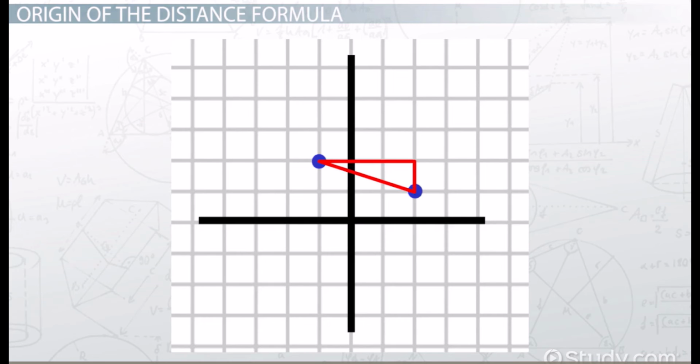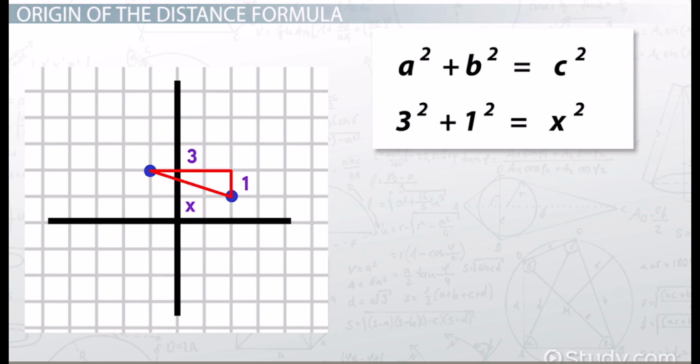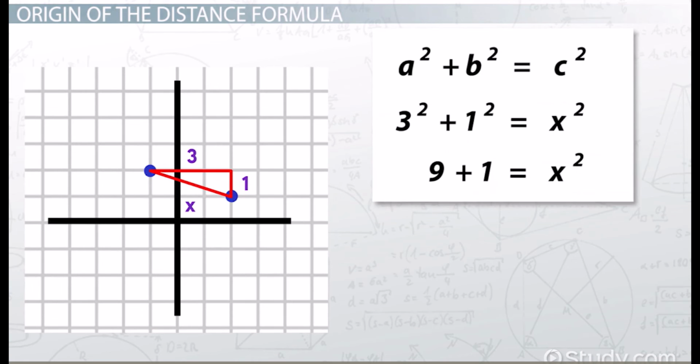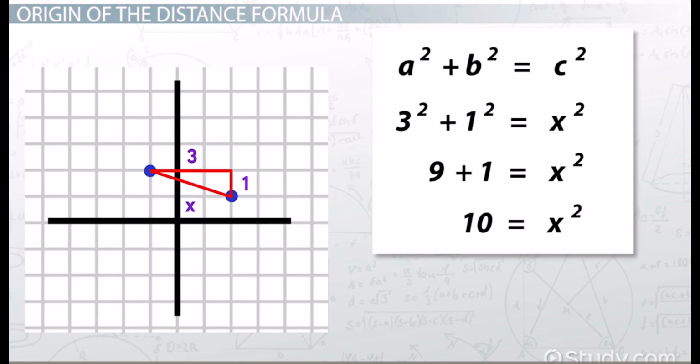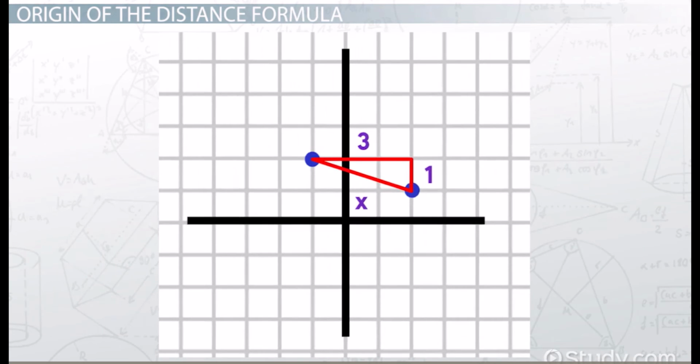2. To determine the length of the 2 legs, you can just count boxes. 3. Then you solve for x using the Pythagorean theorem. A squared plus b squared equals c squared. 3 squared plus 1 squared equals x squared. 9 plus 1 equals x squared. 10 equals x squared. Square root of 10 equals x. 3.2 equals x.